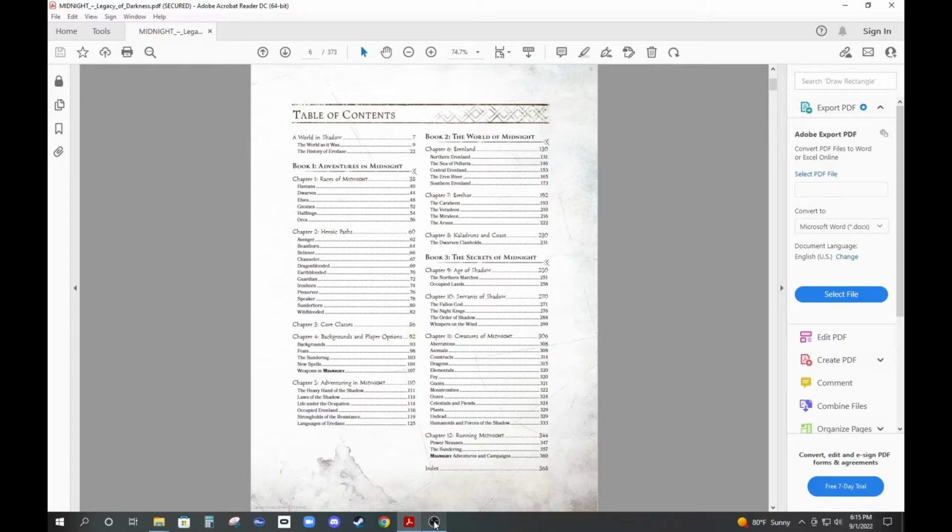Book 3, The Secrets of Midnight, is strictly for the GM to read and to utilize in the game itself. There's information about the Age of Shadow, the Servants of Shadow, and the Creatures of Midnight, also on running Midnight. So lots of great information here. We're going to focus on the opening bit here, and then also Book 1. And so the world in Shadow, let's talk a little bit about that.